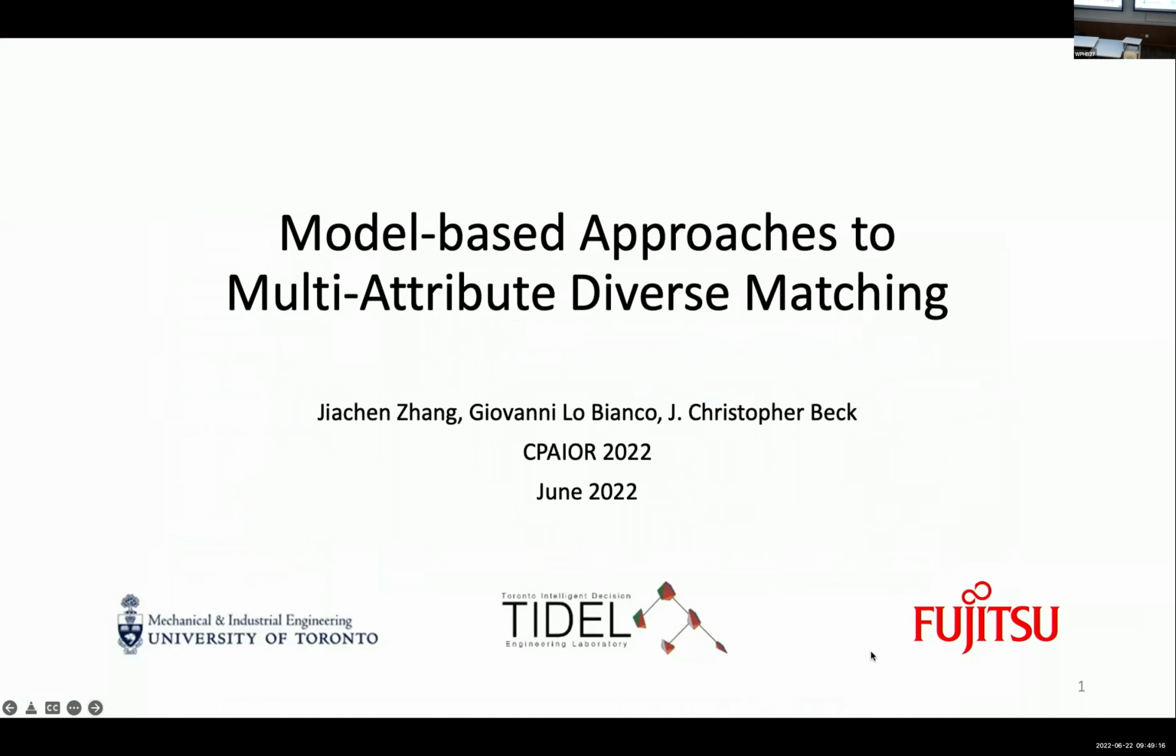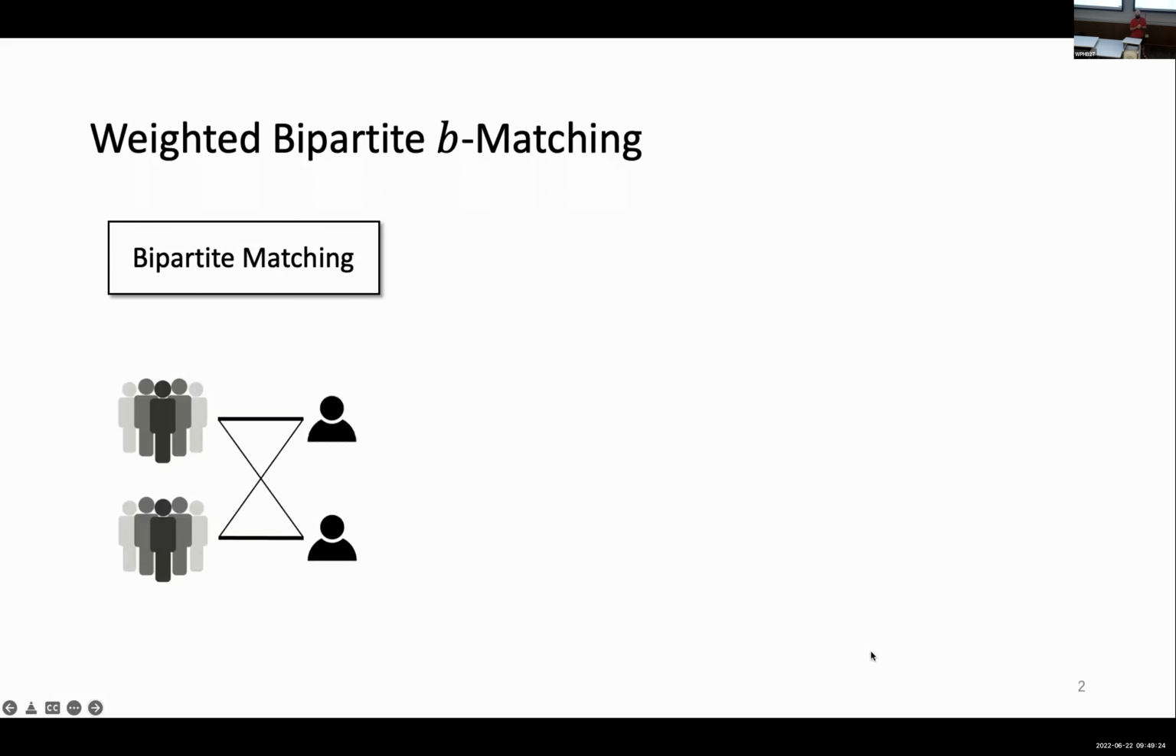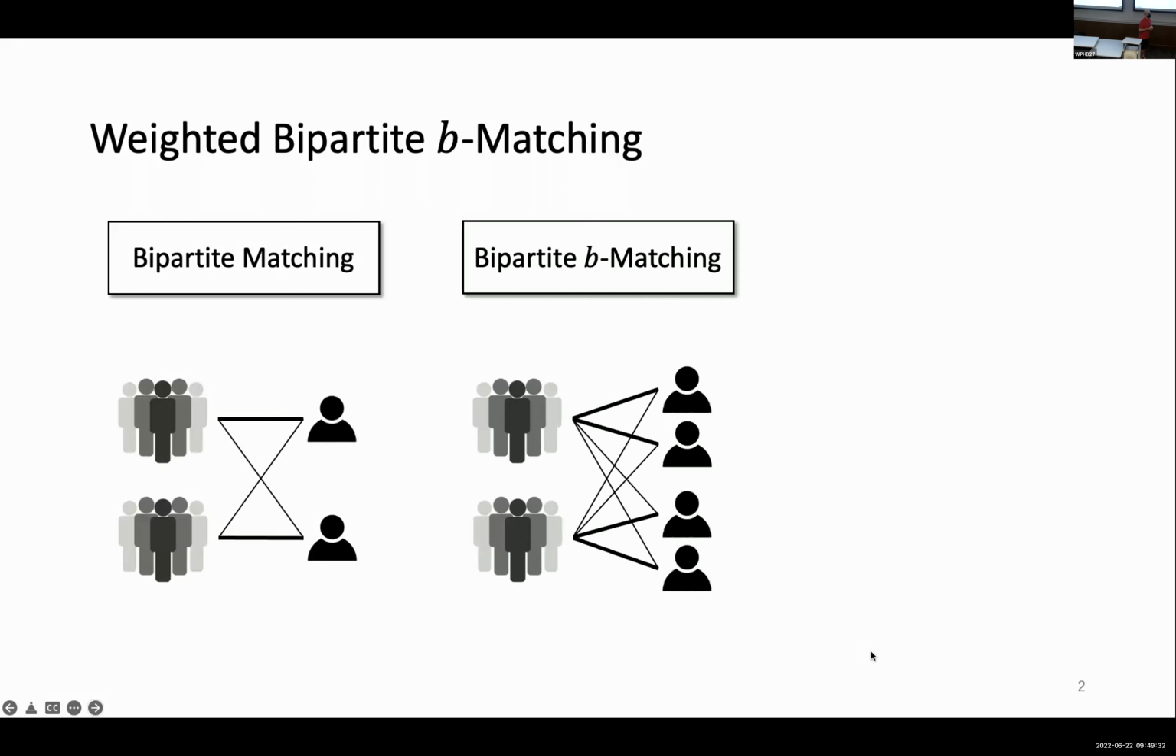So I'm going to talk about multi-attribute diverse matching. I'll start with weighted bipartite matching. In fact, I'll start with bipartite matching, which most of you know about. We've got two sets, and we need to match items from one side to items on the other side. In bipartite b-matching, one of these sets has b elements, in this case on the right side, that have to be matched to each element on the left side. So that's where the b comes from.